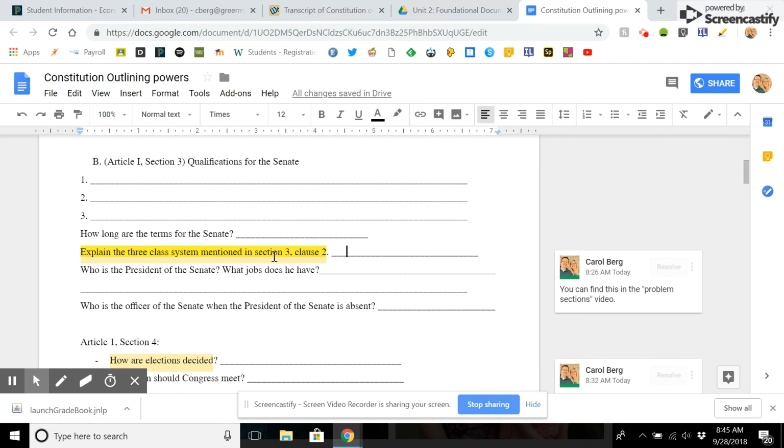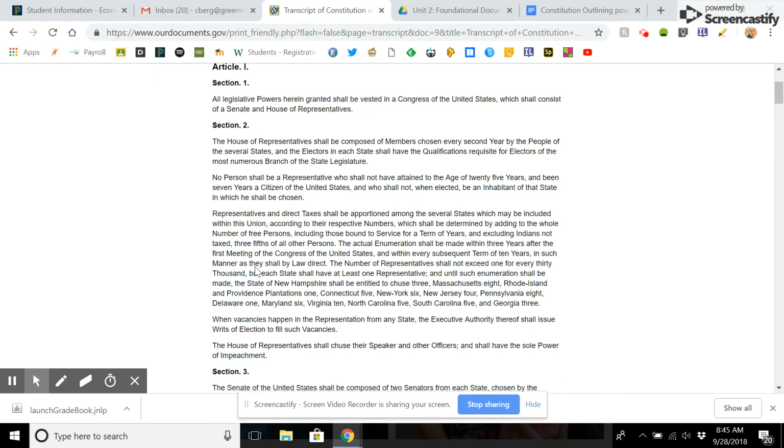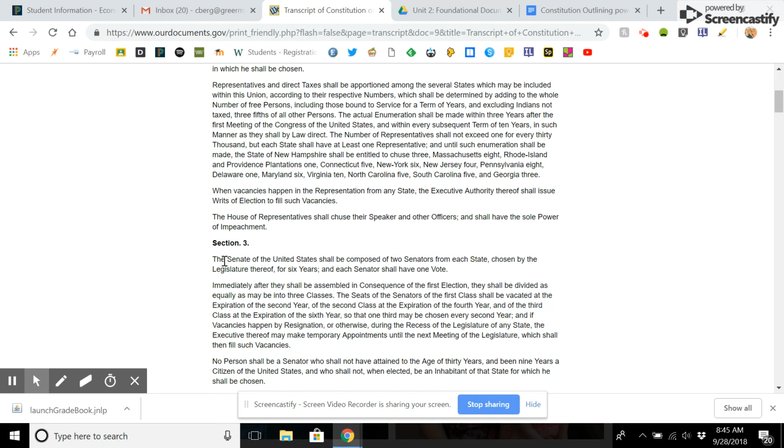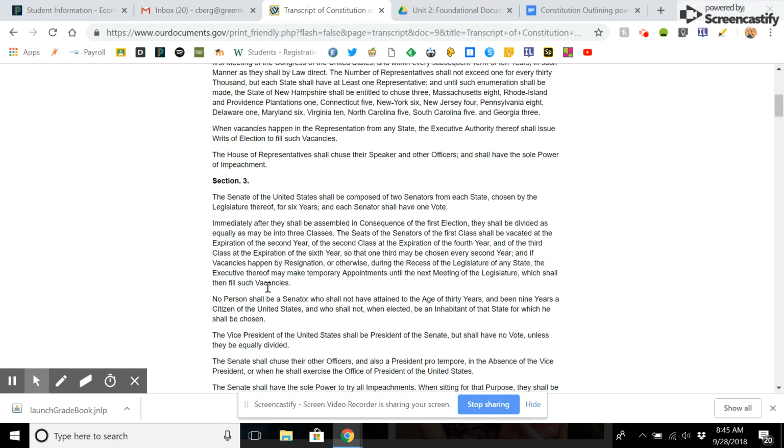Explain the three class systems mentioned in Section 3, Clause 2. If we go to Section 3 of Article 1, Clause 2, that's this section right here. You'll notice, first of all, that this section is about the Senate. I'm going to just assume that you've already read this, okay? So what is this section talking about?